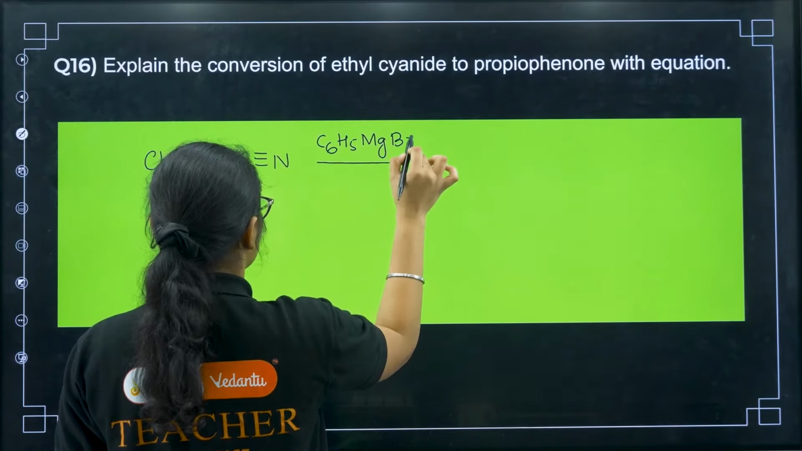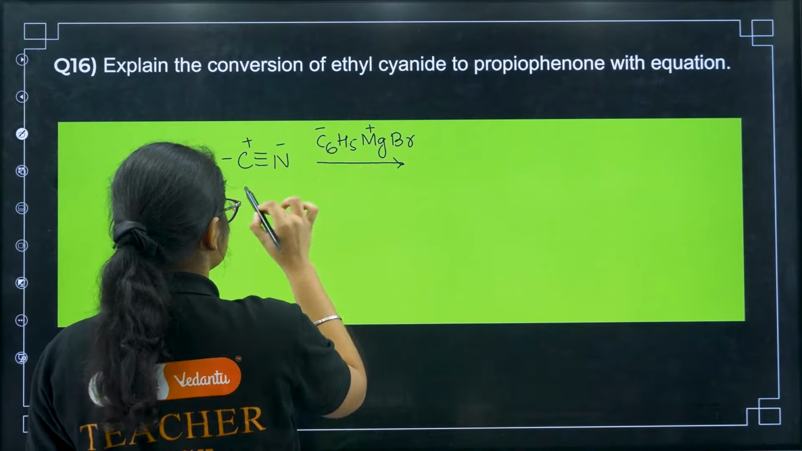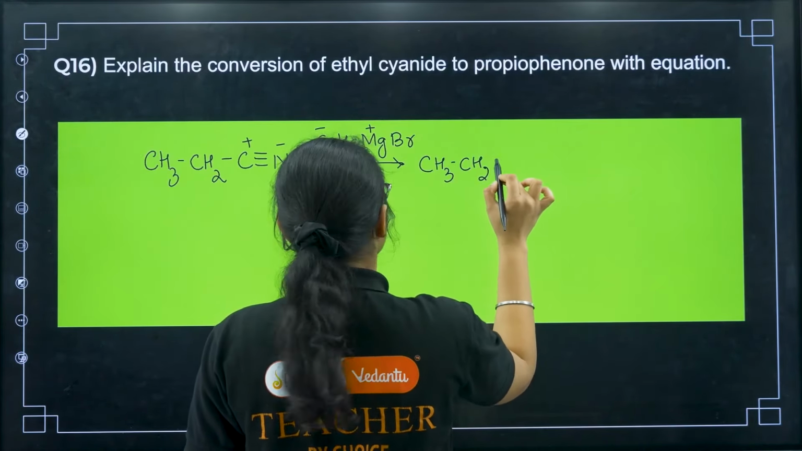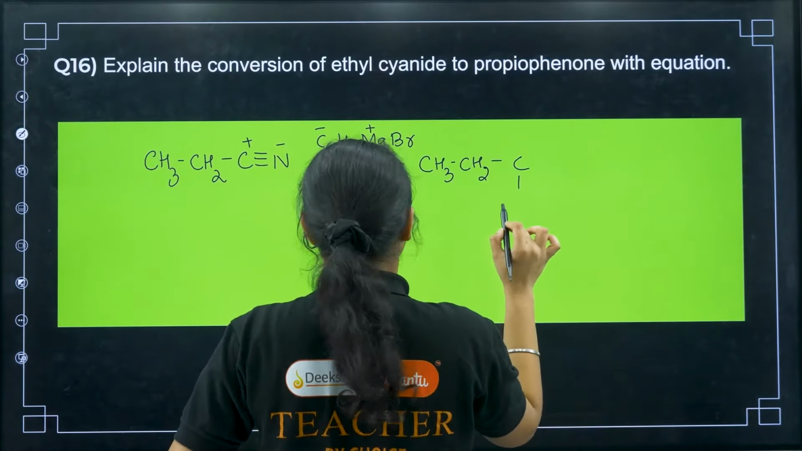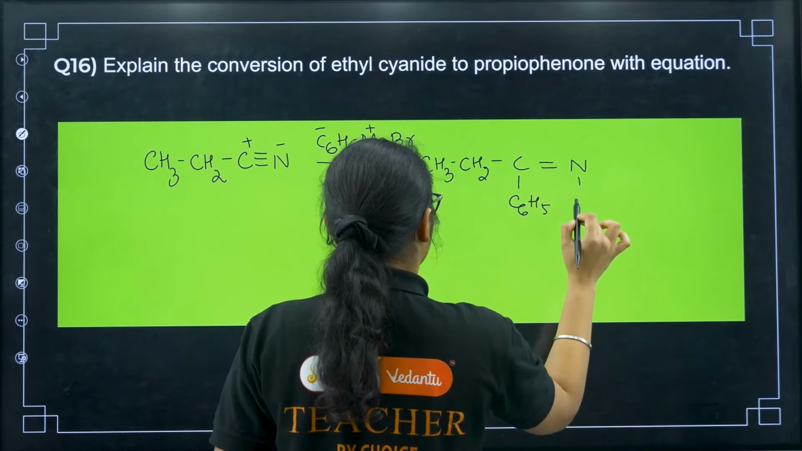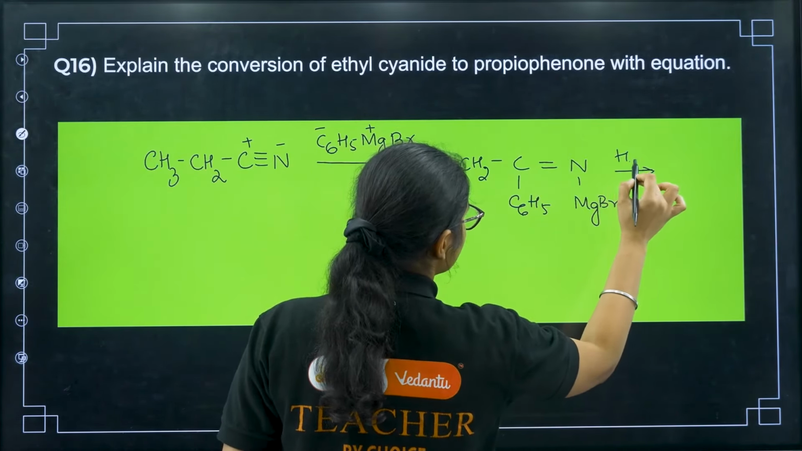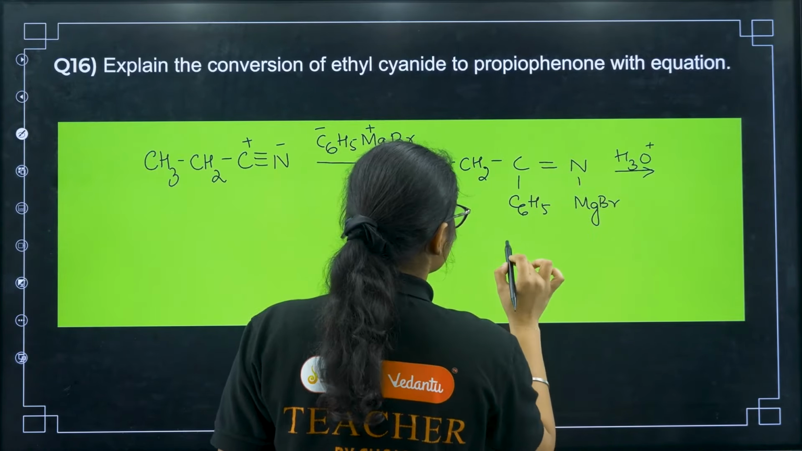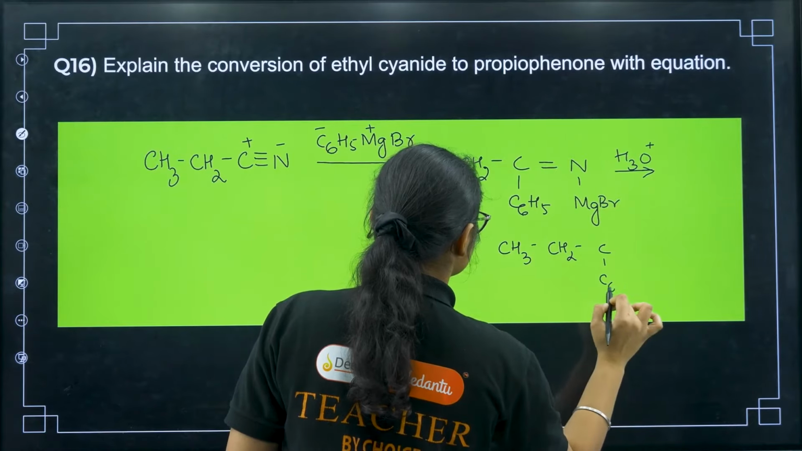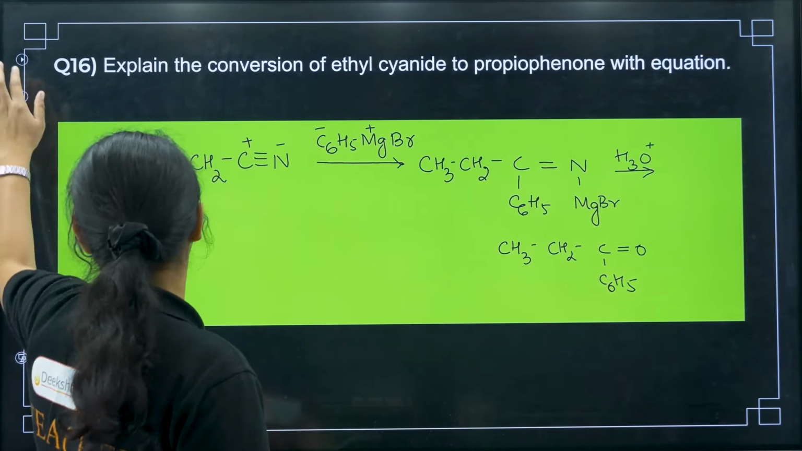If I treat this one with C6H5MgBr, that is your Grignard reagent, with the charges minus and plus. Here this one is minus, this one is plus, so just add it like this, and you will get CH3 CH2 C and then I have C6H5 double bond N and MgBr. Now here we have hydrolysis. This bond will break and I will get CH3 CH2 C6H5 double bond O. Okay, propiophenone we can get.